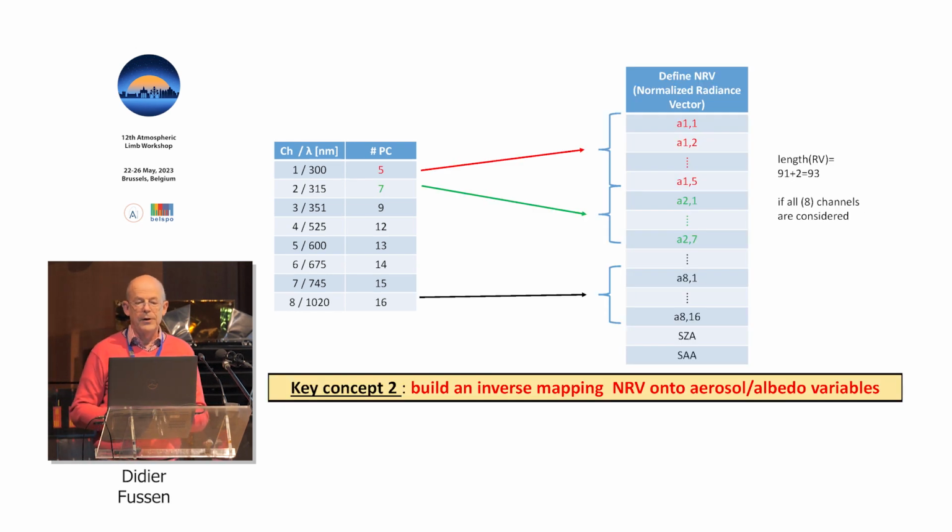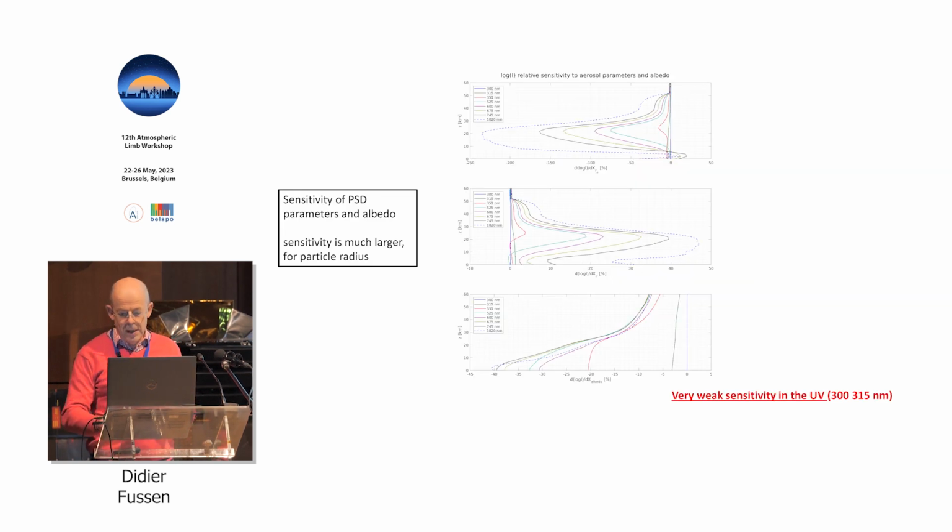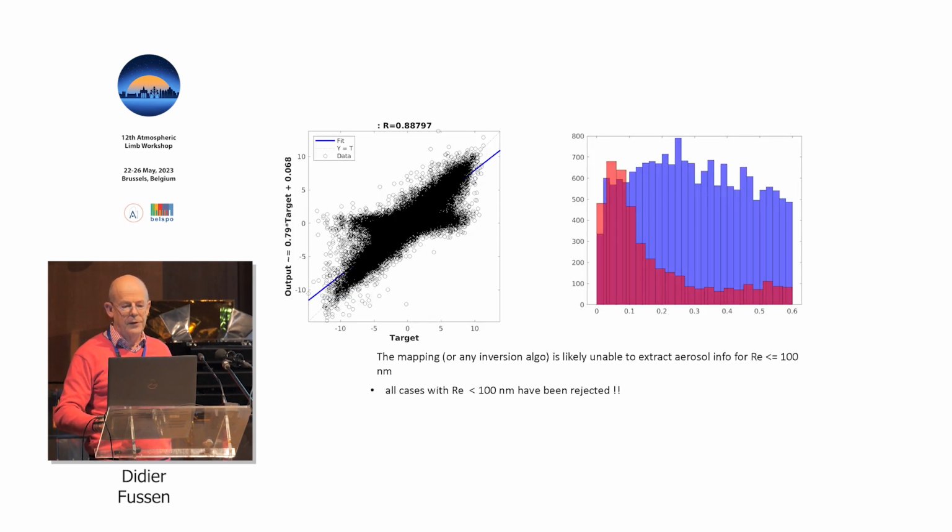The second key concept is you will build a normalized radiance vector where you will pile up the coefficients of the UV channel, then the visible, etc. And you add the solar angles, let's say, to inform the system about the geometry. I have not so much time to discuss sensitivity, but you can discover that the UV part is not contributing to the radiance enough.